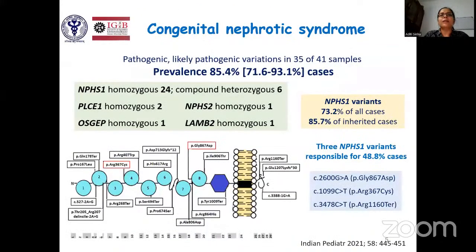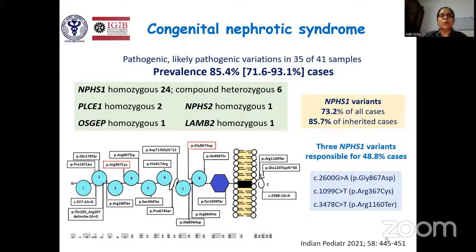So therefore, we also looked at the etiology of congenital nephrotic syndrome in 41 patients sampled from across the country as part of the NephQuest consortium, which was a cross-sectional study supported by the DBT over 2016 to 2022. And we found that the majority of patients did carry a pathogenic or likely pathogenic variation. In 85% of cases, we could find a monogenic cause, which was ascribed chiefly to NPHS1 changes. Now, we can see that three-fourths of the cases of congenital nephrotic syndrome were really caused by NPHS1 variants.